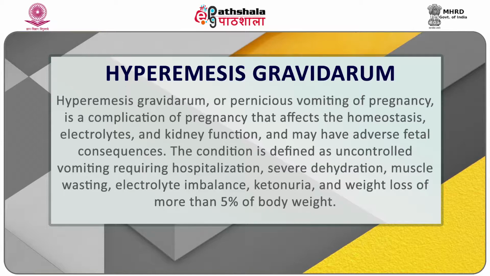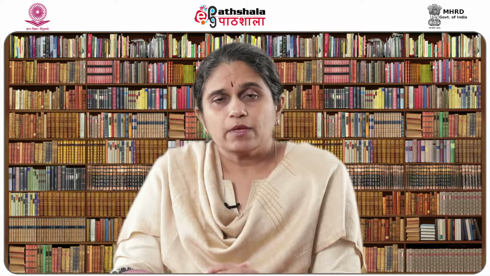Now, this condition is defined as uncontrolled vomiting which might require hospitalization. Severe dehydration would be present, muscle wasting, electrolyte imbalance, even ketonuria would be found, and weight loss of more than 5% of the body weight would be observed. It has been seen that most of these patients also have hyponatremia, hypokalemia, and low serum urea levels.